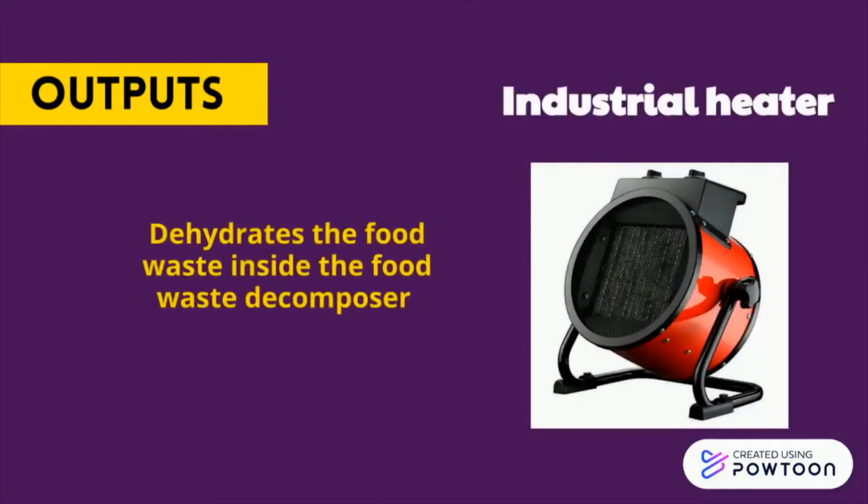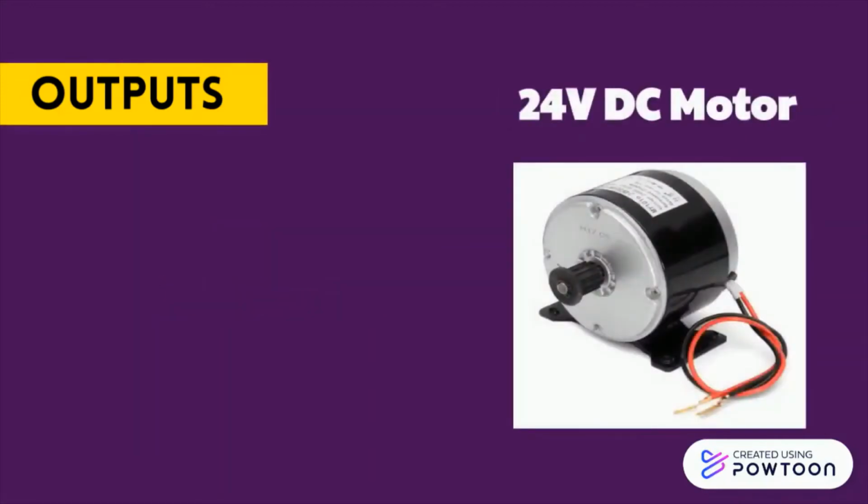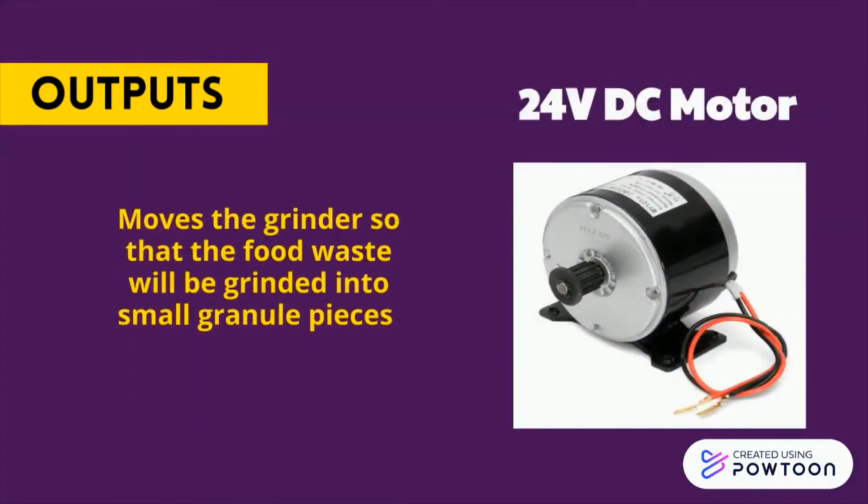Industrial heater. It dehydrates the food waste inside the food waste decomposer and makes sure that the temperature and humidity inside the food tank is within the optimum level. The next output is a 24-volt DC motor. It moves the grinder so that the food waste will be ground into small granule pieces.